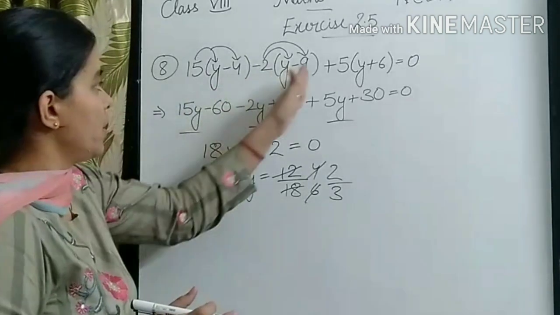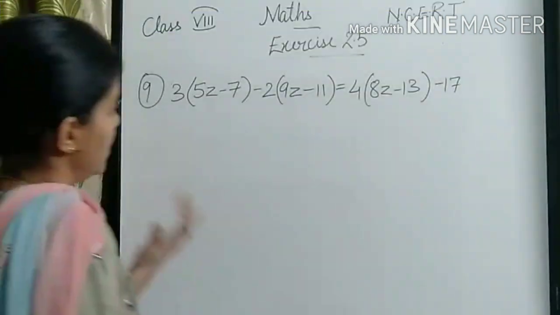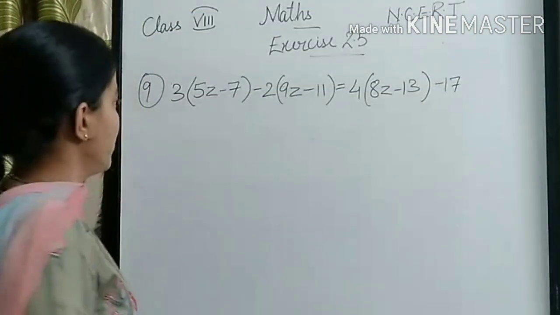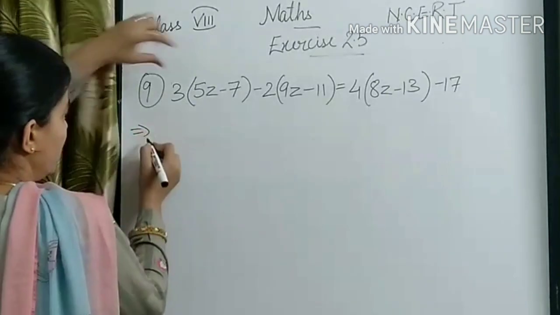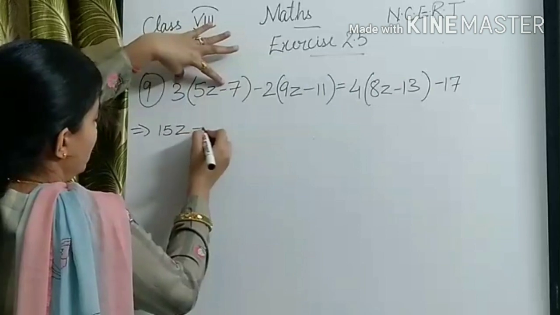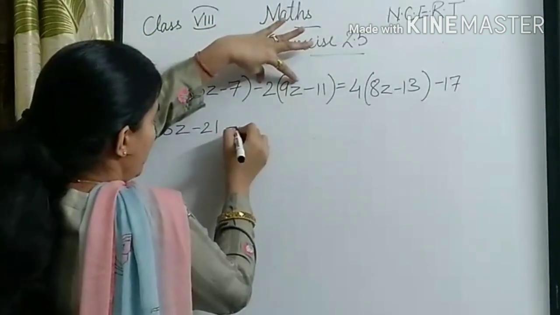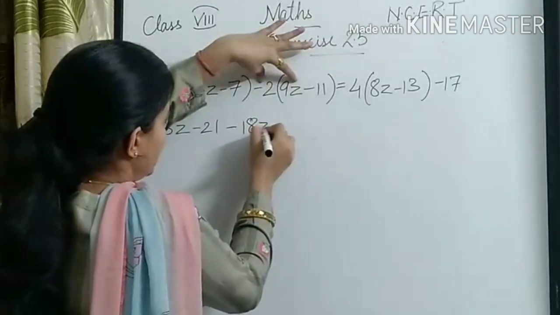Nothing, we have just opened up the brackets and solved the like terms. We got the answer. Ninth question, the same way we have to do, open up the brackets. So it will be 3 multiply, 3 5s are 15, minus 3 7s are 21. Now with minus 2. Minus 2 and 9 minus 18z.